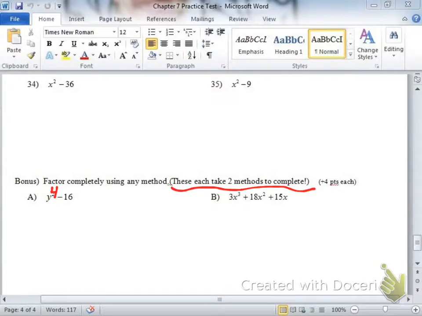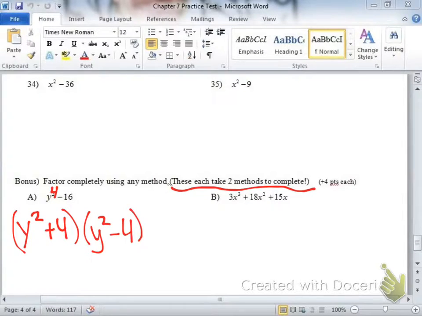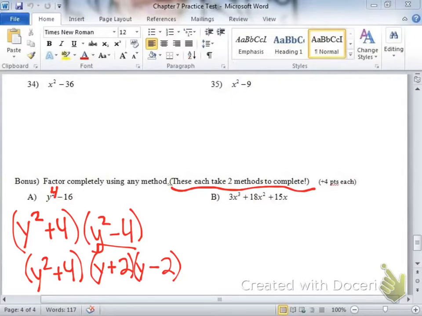So for example, y to the 4th minus 16 is a difference of squares. When you factor it, you get y squared plus 4, y squared minus 4. What do you notice about y squared minus 4 back here? It's also a dots. So you could fork that one, right? Do y and y. And 2 and 2. So again, the reason these are bonuses is because you can factor each one twice.